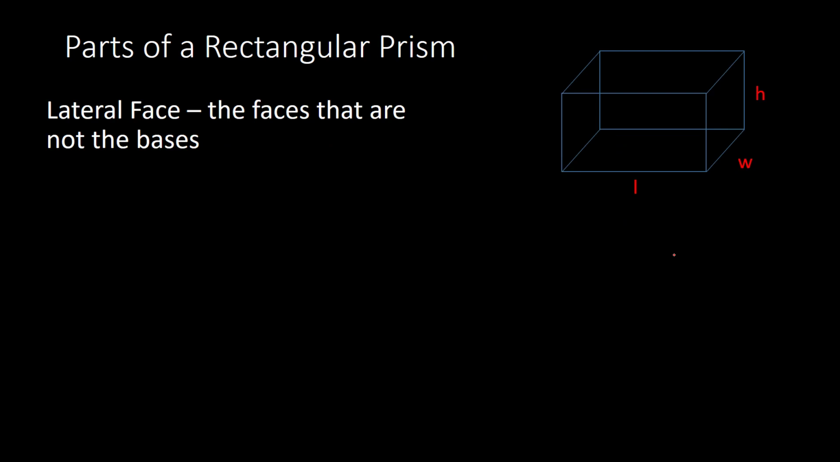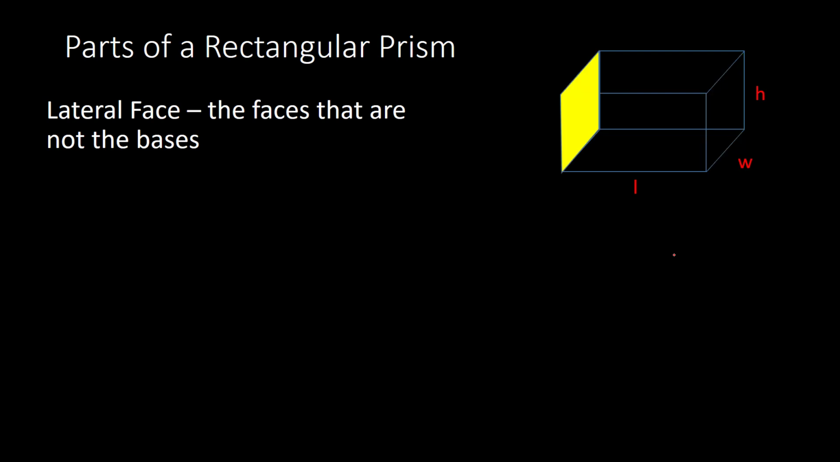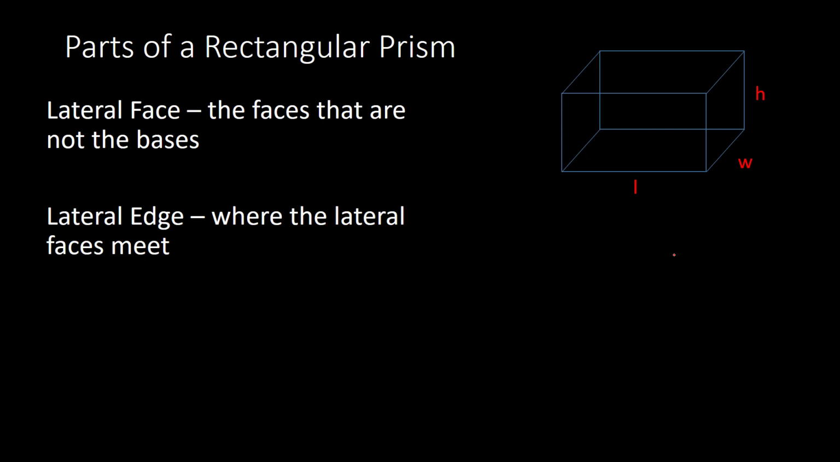Next we have what we call the lateral faces, and the lateral faces are the faces that are not the bases. So not the top and the bottom, but we see here in the front, the back, the right, and the left side, those would be your lateral faces. Next we have the lateral edge, which is where the lateral faces meet. So right here in yellow, it's kind of hard to see in this slide, but here in yellow would be the lateral edges, which is where those faces would meet.